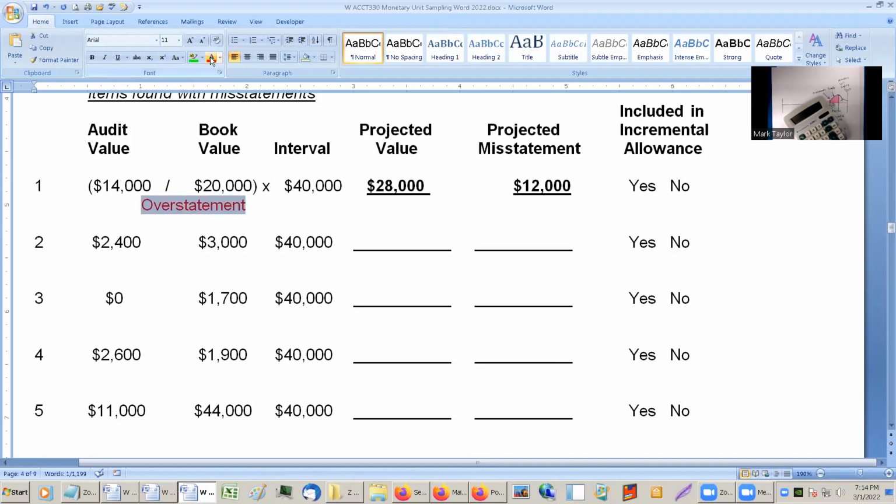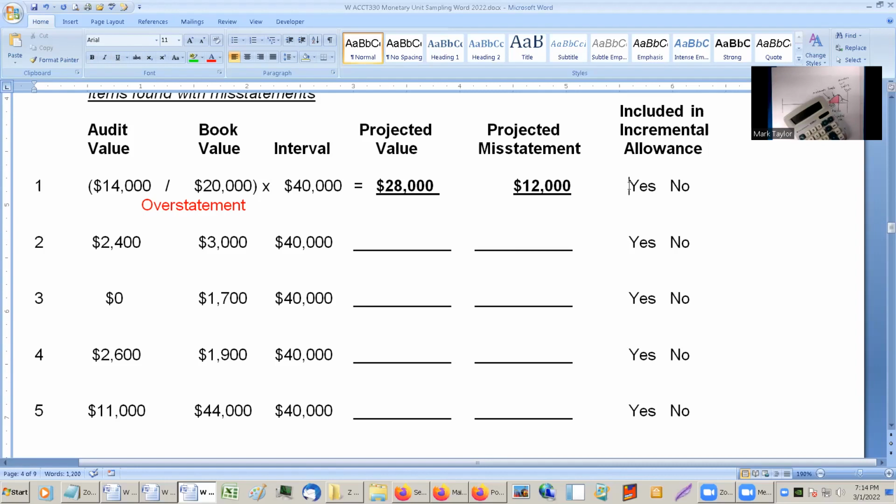Question, where did we get the 12,000? The 40,000 minus the 28. Oh, I see. Yeah, so the interval is 40,000. If we're saying that the interval really is worth 28, then the misstatement is going to be that.